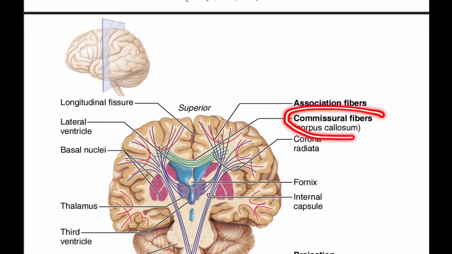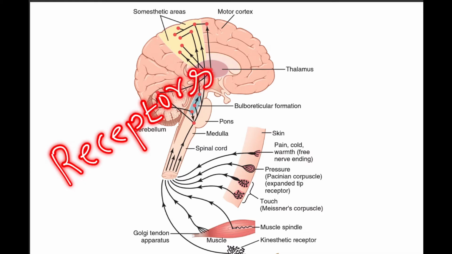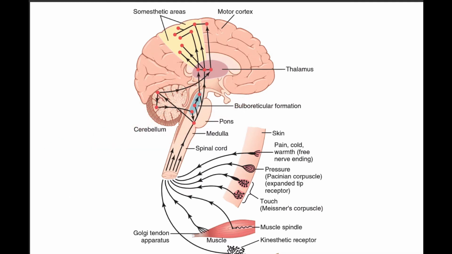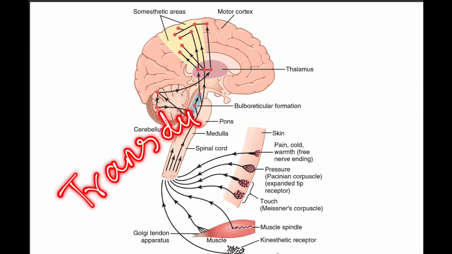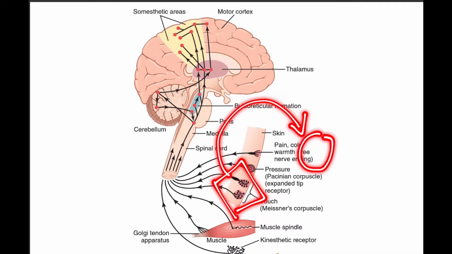the commissural fibers. In the ascending tract of the spinal cord, receptors play an important role. These receptors transfer the signals from the body to the central nervous system. So what are these receptors? These receptors are biological transducers. So what is a transducer? A transducer converts one type of energy into another type.